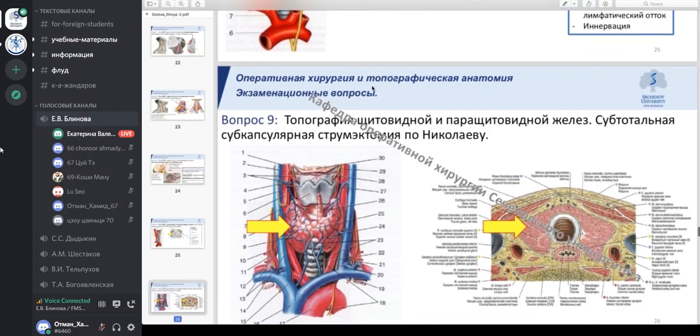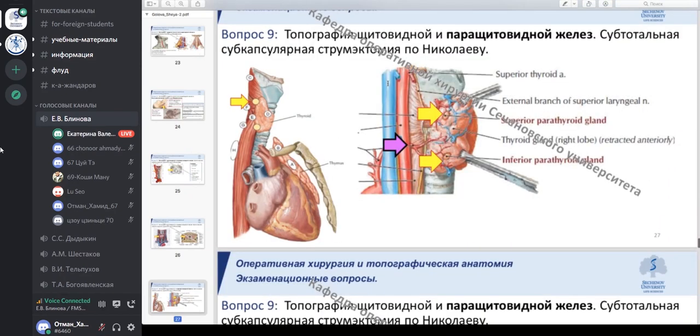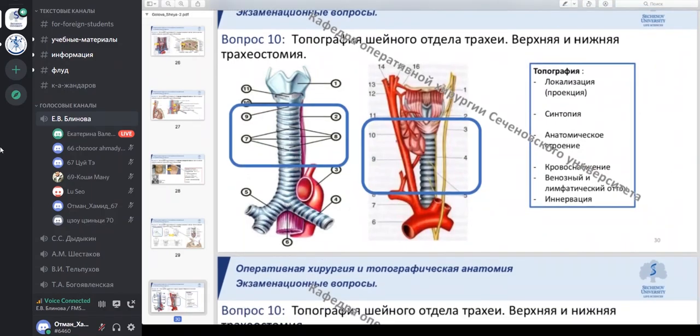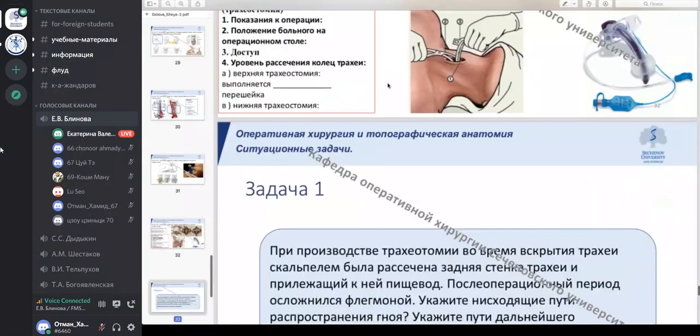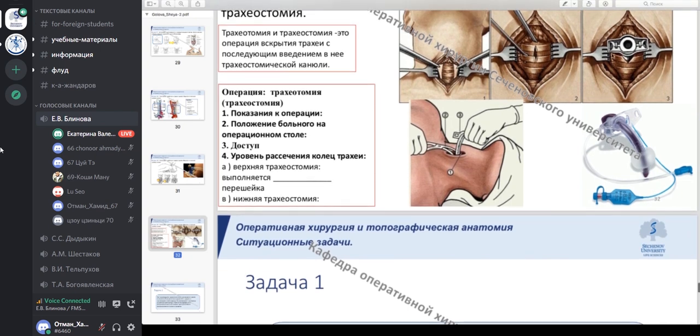The next is the topography of the thyroid and parathyroid glands. It's not difficult, I think. Tracheotomy also, you can see the film. Obligatorily, you should name the special surgical instruments. Firstly, the Chassaignac-Yak hook, Trousseau dilator, tracheolevator and tracheotube. The tracheotube may be single-use or multiple-use.